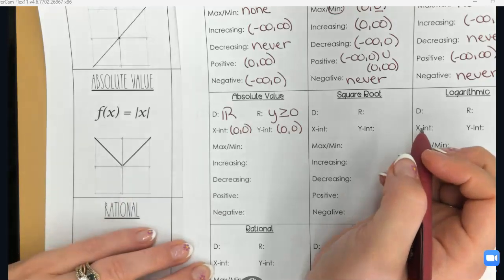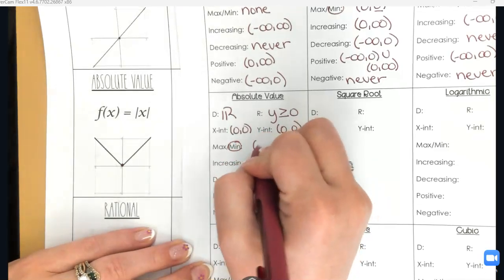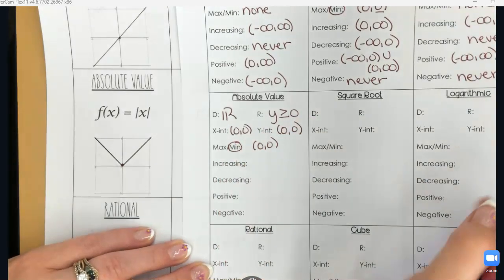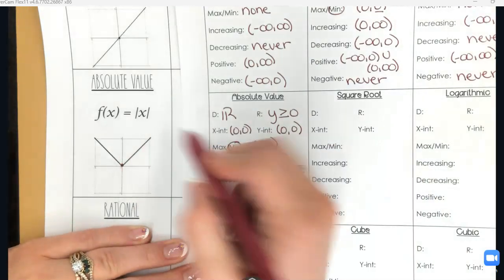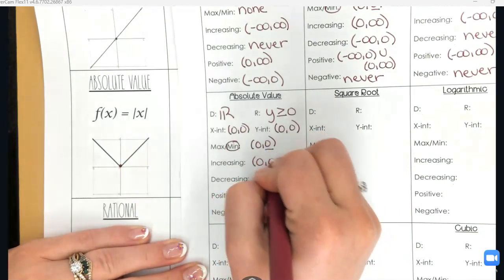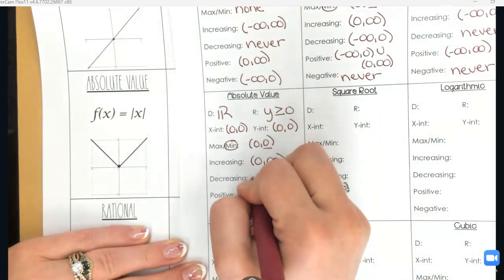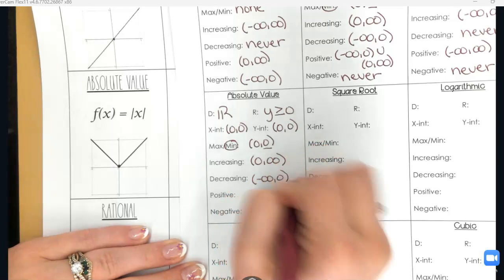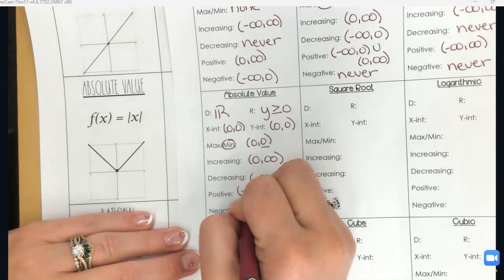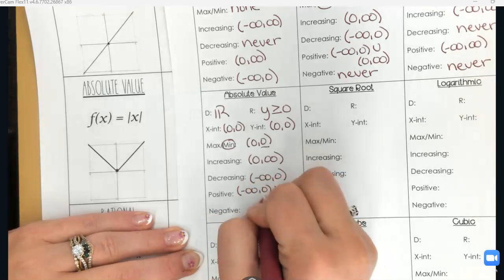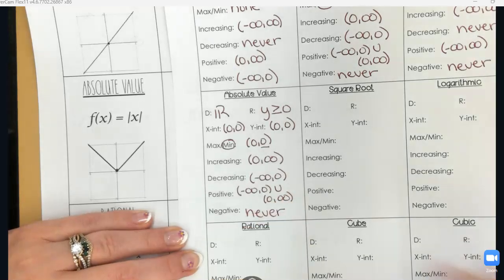And absolute value functions also have a vertex similar to parabolas. So this one does have a minimum at 0, 0. Your minimum value would be that y coordinate. We're increasing from 0 to positive infinity, and we spoke earlier about why we're using parentheses there. Decreasing from negative infinity to 0. And this one's also positive everywhere except at 0, because 0 is neither positive or negative, and this never switches down to negative.